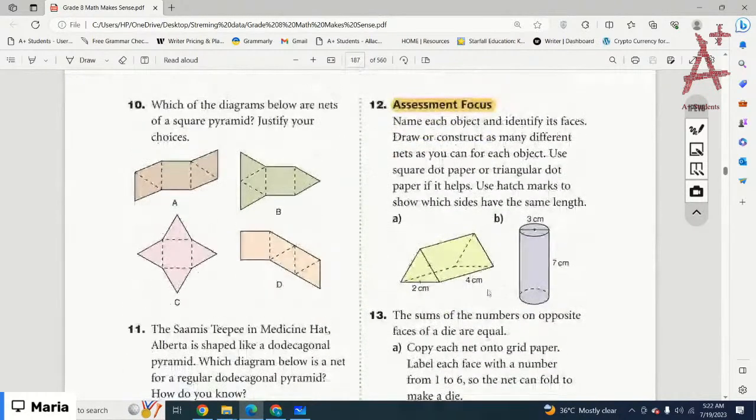Okay, let's just see the next question number. Which of the diagrams below are nets of a square pyramid?